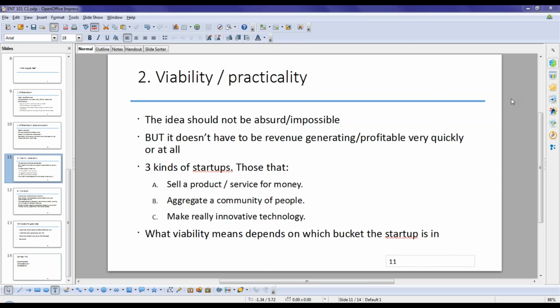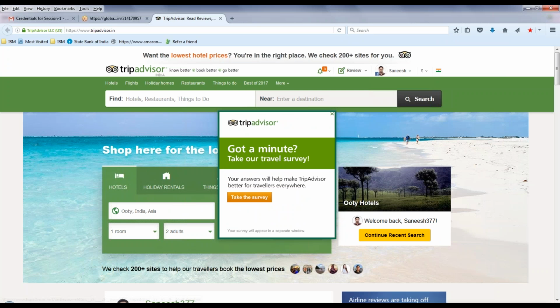Okay. Let me share my screen. You're able to see my screen?